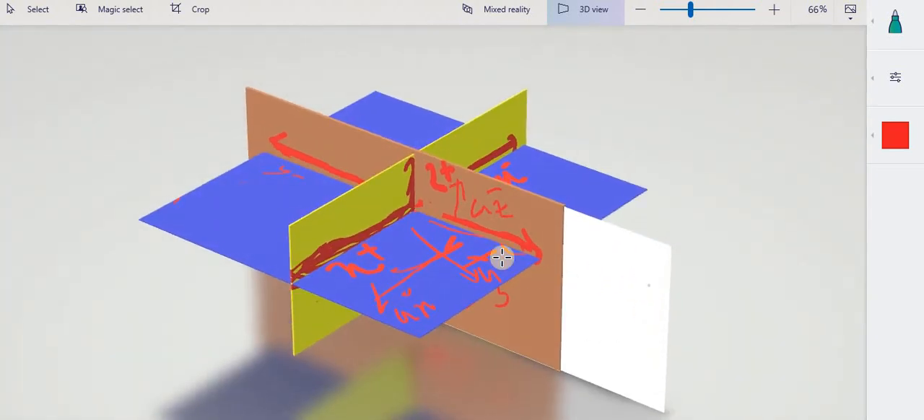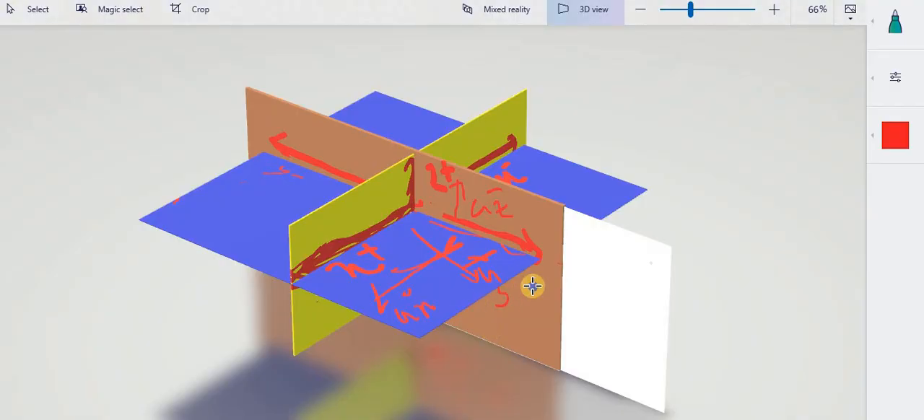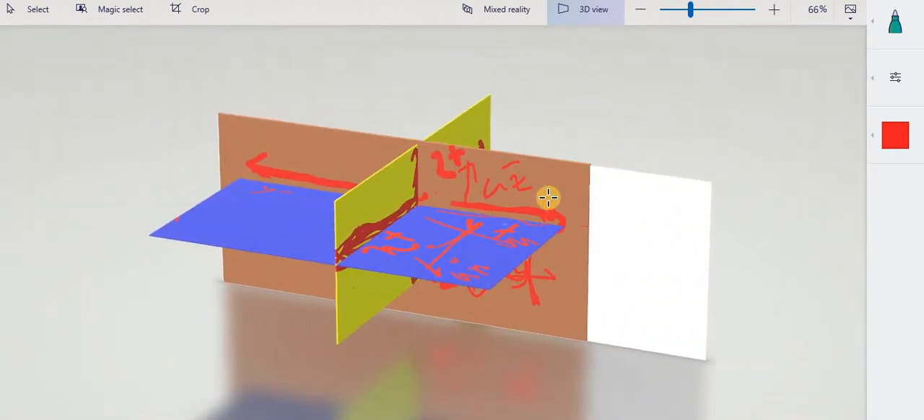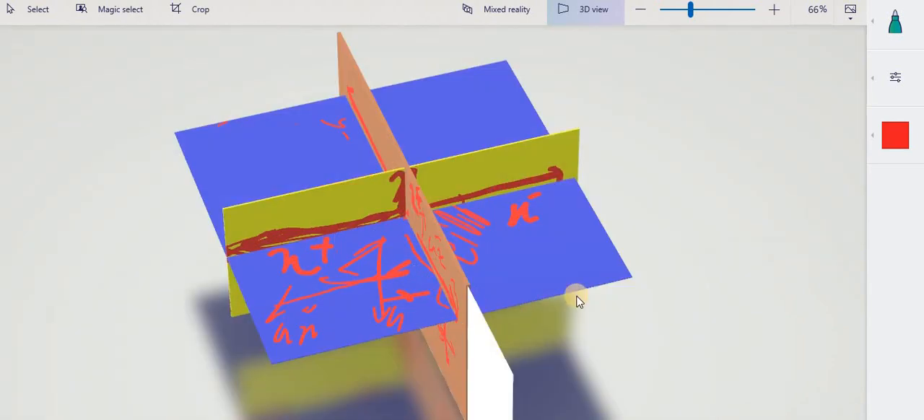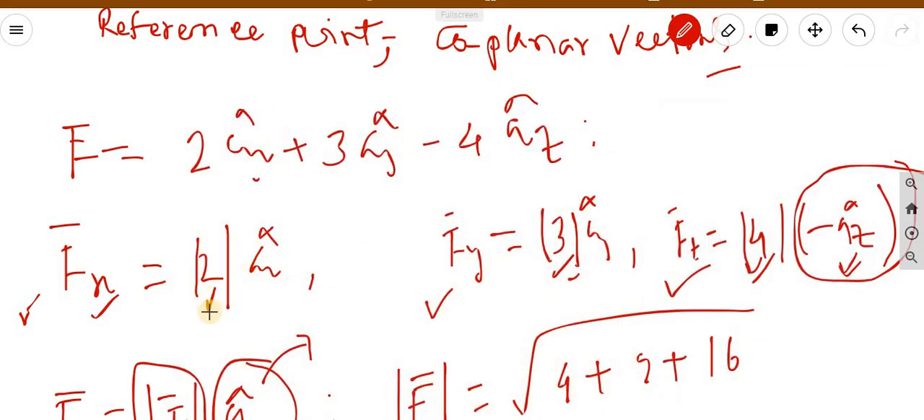So in this way 3, and this way 4. Sorry, 2, 3, minus 4. This one is 4, this one is 2, this one is 3. Now this component is presented in the negative direction of az, but the magnitude is 4 only. We know the magnitude is a positive quantity.